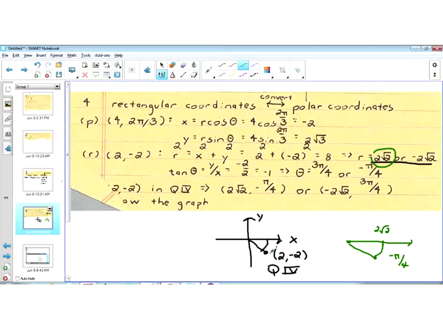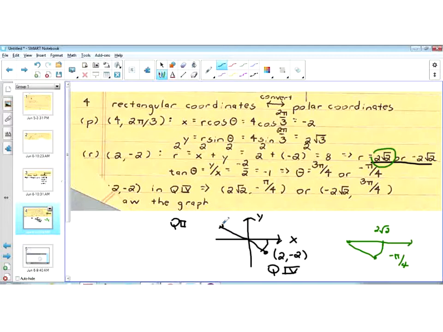All right, now another potential value for theta. If the tangent of theta is negative 1, we also know that theta can be 3 pi over 4 as well. Because where is 3 pi over 4? 3 pi over 4 is here, right? And we know that the tangent of theta is negative in quadrant 2. So here, tangent theta is negative 1 here as well.